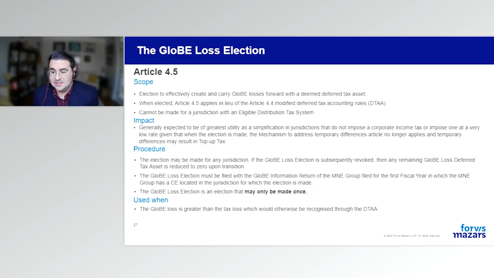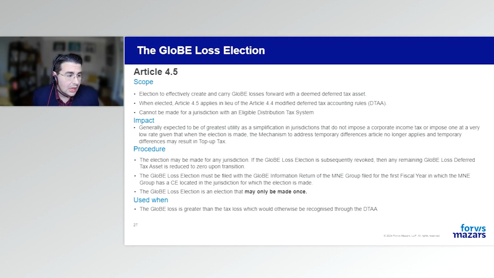Once that GloBE loss DTA is used in a subsequent year, the DTA tracking account must be reduced, similar to how we do with every other tax account, like the PTEP pieces, like the PTEP regs that dropped recently. It's a jurisdictional attribute for the M&E group, and it's important to note it can't be transferable. You can't transfer the GloBE loss DTA that you've created as a GloBE attribute to another M&E group if that constituent entity is the one that created it.